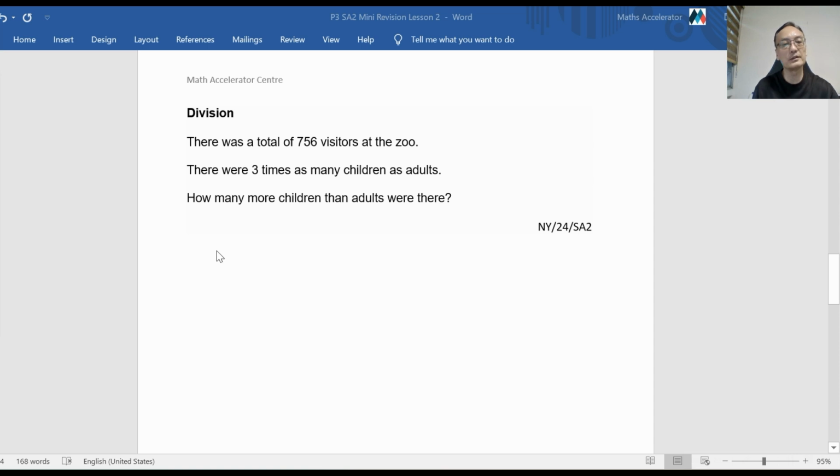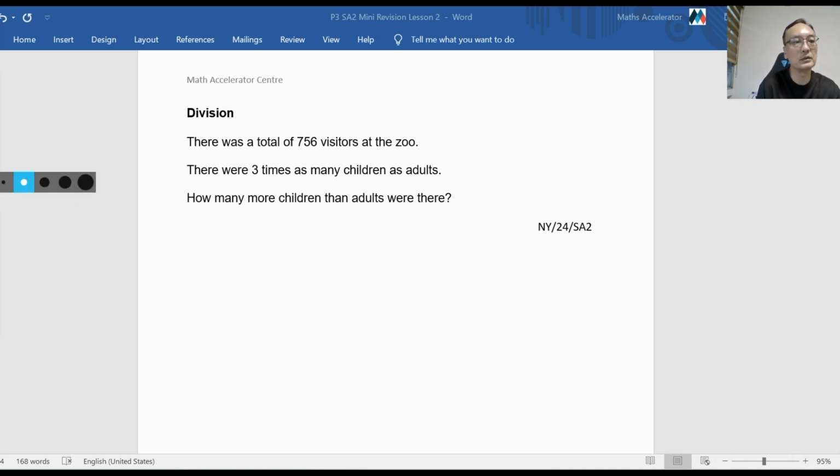The second question is about division. Let me read the question to you. There was a total of 756 visitors at the zoo. There were 3 times as many children as adults. How many more children than adults were there?